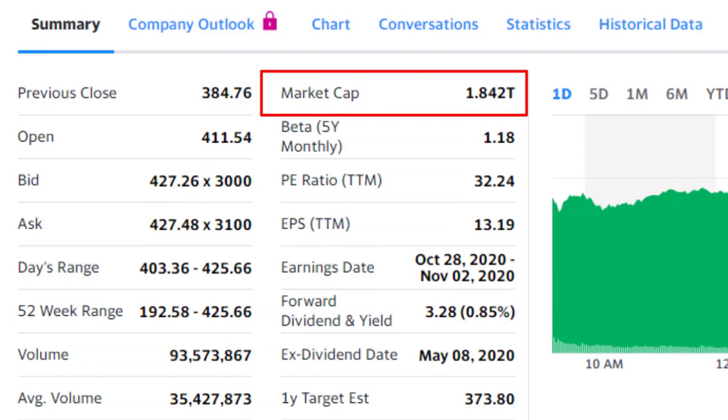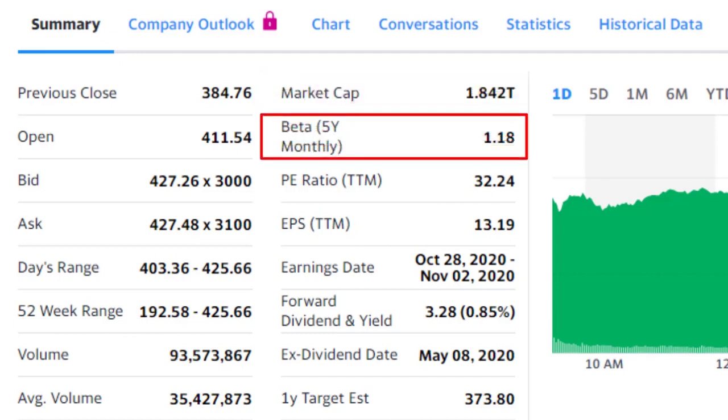Next is market cap or market capitalization. This number represents how much a company is worth, also referred to as market value. To get this number, you multiply the price per share times the number of shares the company has outstanding. Apple is worth $1.8 trillion, which makes it a mega cap stock.